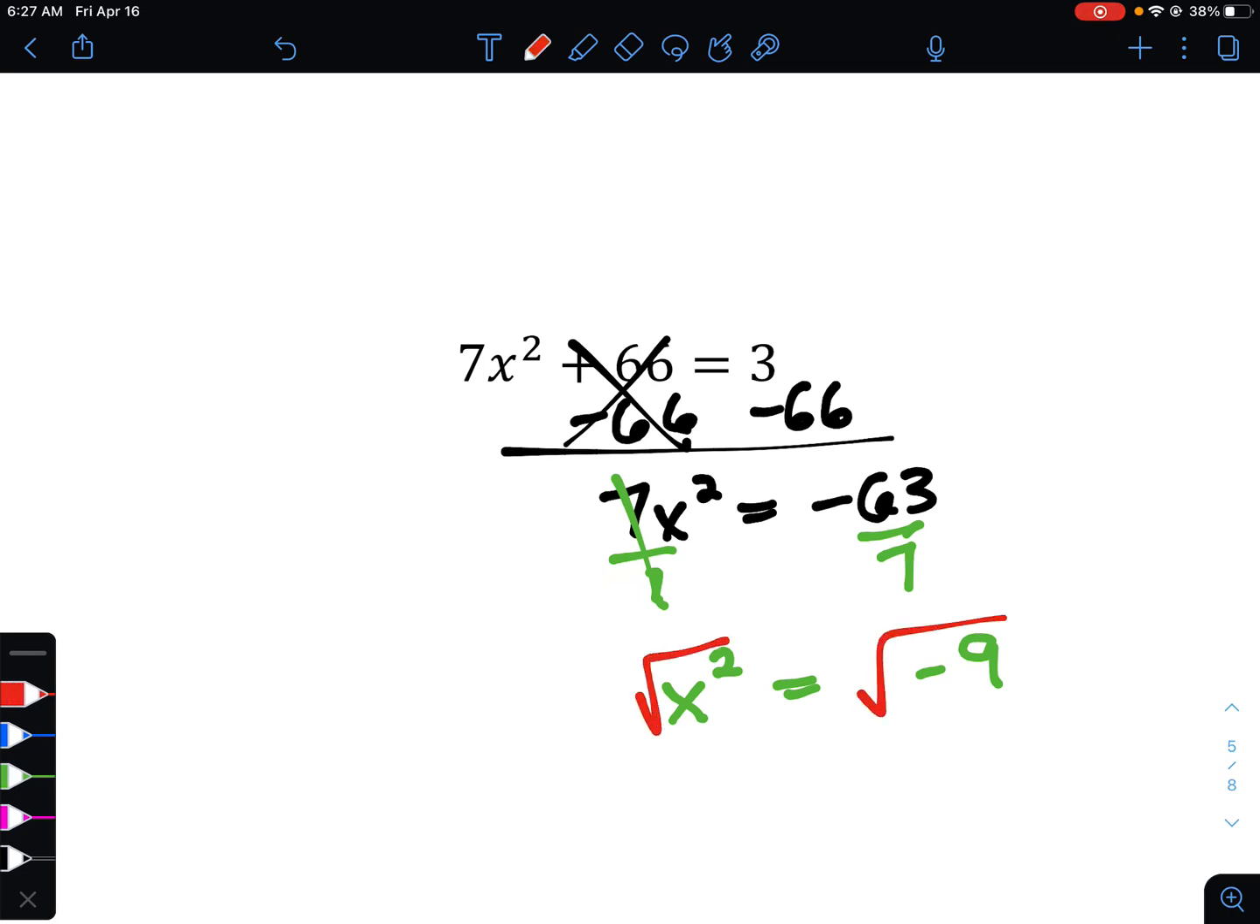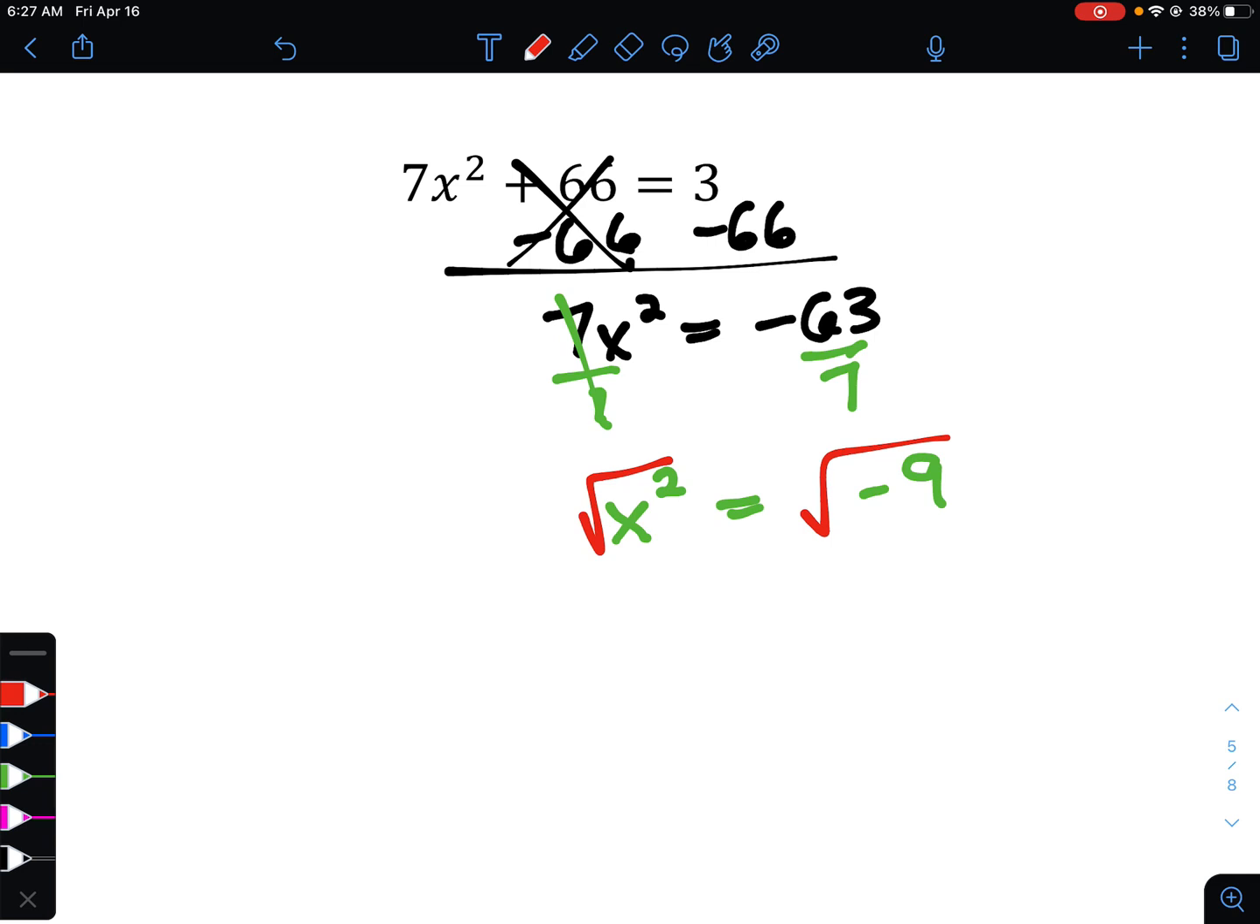And now that x squared is by itself, we'll take the square root of both sides. So on the left side, square root and exponent of 2 will cancel. That leaves you with just x. On the right side, even though the square root of 9 is 3, we cannot do anything with the square root of negative 9 because it's a negative number underneath the radical. So again, this is going to be a time where we will write no solution. Anytime that number underneath is negative, no solution is what you'll put for your final answer.